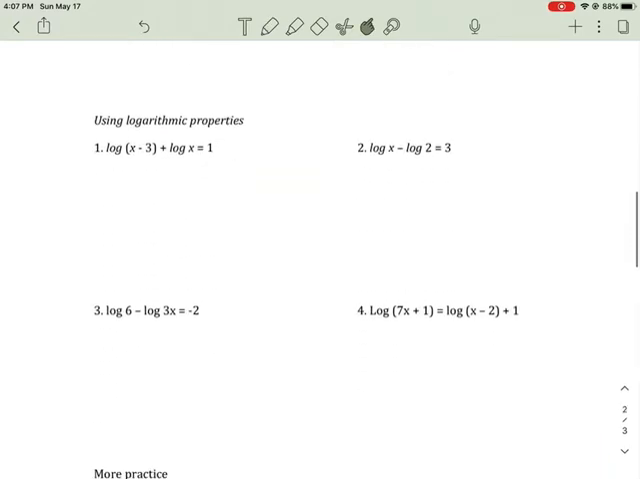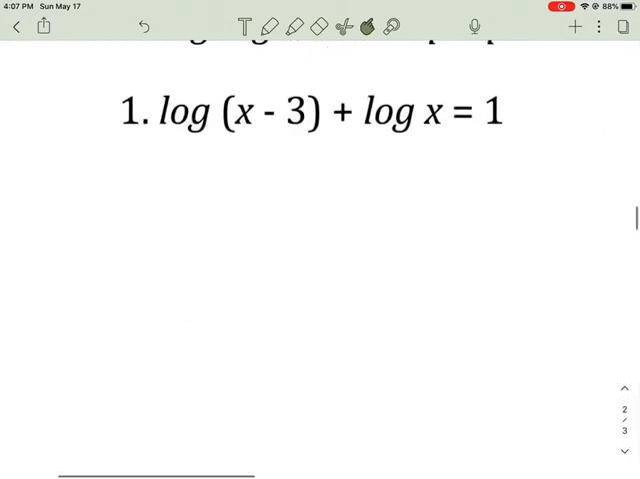The next ones are using the properties. So if you remember, addition means to multiply, subtraction means to divide, and a power out in front becomes an exponent. Then from there, we're going to write it as an exponent problem like we did in the previous problems. All right, so let's take a look at this one. If you notice, it says addition, which means that I'm going to rewrite this as a multiplication problem.